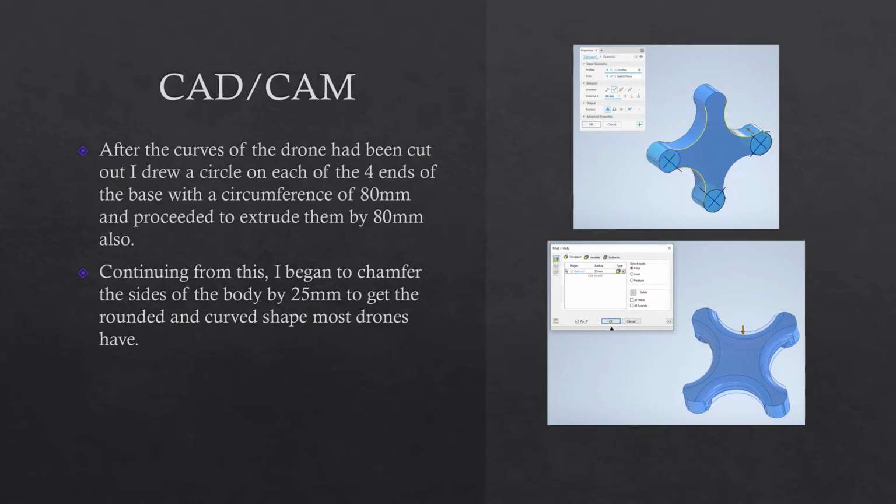After the curves of the drone had been cut out, I drew a circle on each of the 4 ends of the base with a circumference of 80mm and proceeded to extrude them by 80mm also. Continuing from this, I began to chamfer the sides of the body by 25mm to get the rounded and curved shape most drones have.